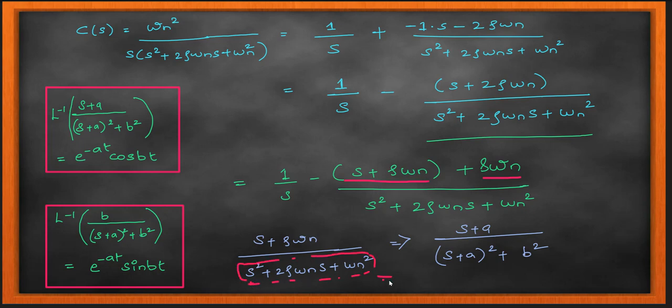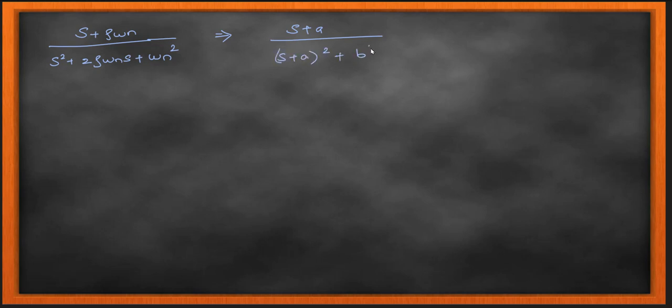So now I'm looking to convert that fraction into this form, s plus a divided by s plus a the whole square plus b square. And I can do that because I know what my a is. So my a is going to be zeta omega n. So I can take that numerator and I can compare. So that is going to be zeta omega n, and this is going to be s plus a divided by s plus a the whole square plus b square. Good.